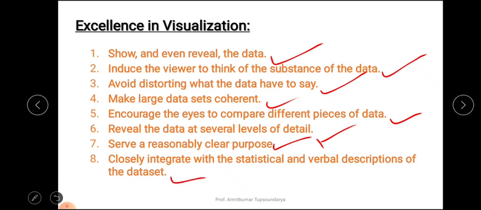The eighth excellence in visualization is to closely integrate with the statistical and verbal description of the data set. There should be no separation of charts and text in the presentation. Each mode should tell a complete story. Intersperse text with the maps or graphs to highlight the main insight, and the context is important in interpreting those graphics.